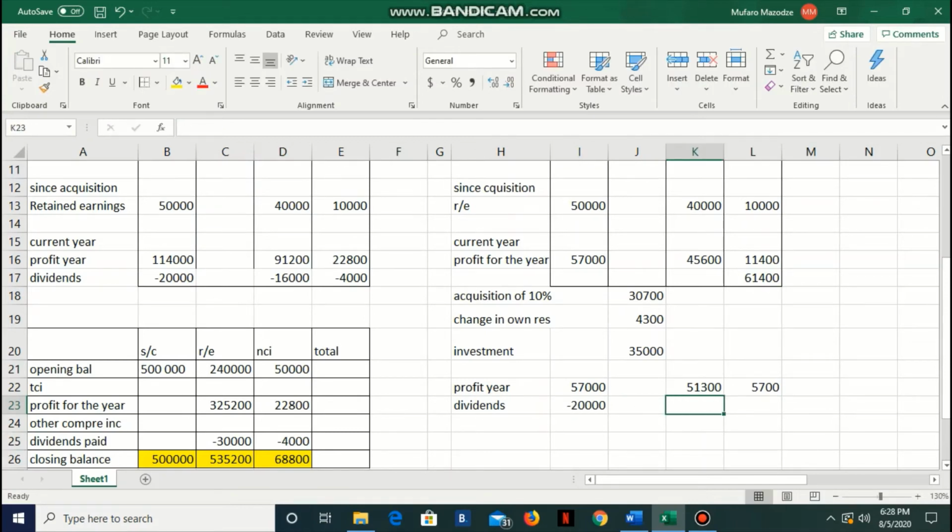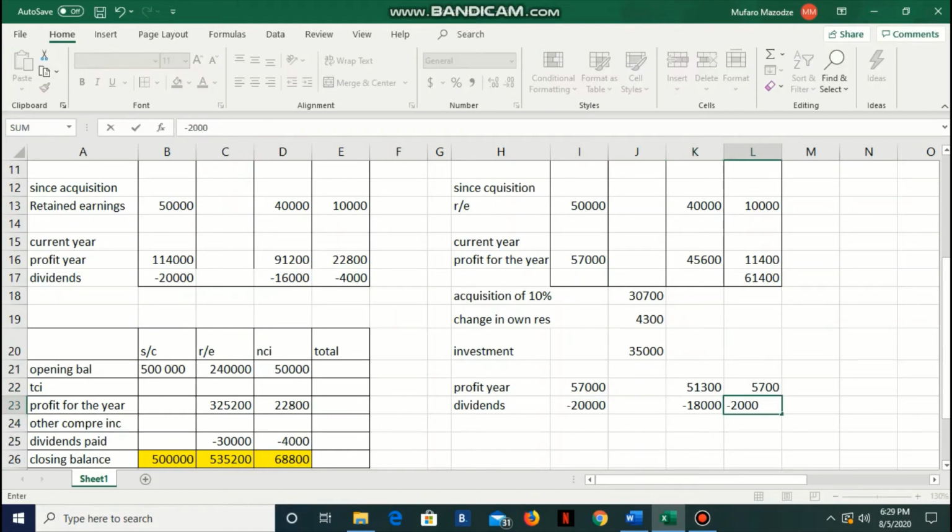But also again, the dividends will change because now we're holding 90% and not 80%, because the dividends were declared by the sub at year end. So we can just say equals this times 0.9, and this will be negative 2,000.